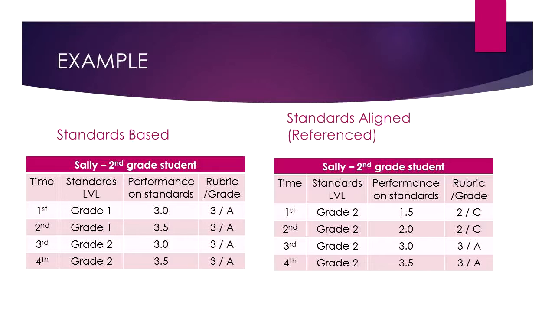If I were in a standards-aligned system, which is this one here, the teacher has to say, Sally is a lower grade, as in a C or a D or an F, on the grade level standards, instead of saying she's an A or a B or a C on a lower level standard. That's it. That's the difference. Turn to a colleague, make sure they feel comfortable on the difference between standards-based and standards-aligned grading systems. Go.